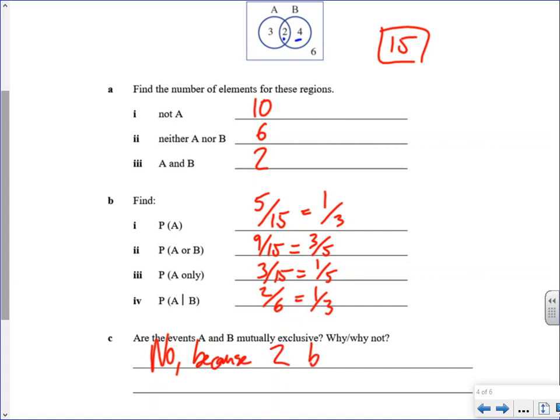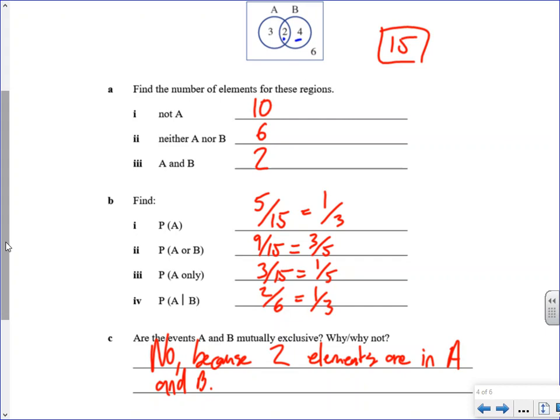2 elements are in A and B. Basically, you just need to somehow explain why. You could say, yeah, there's an overlap in there, therefore there's a both.